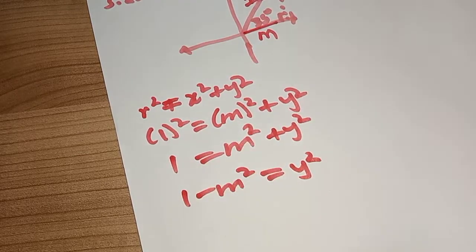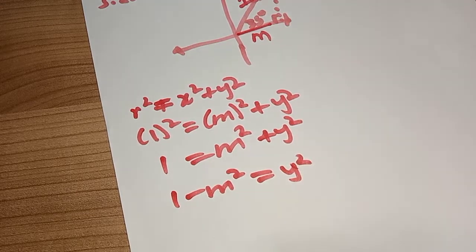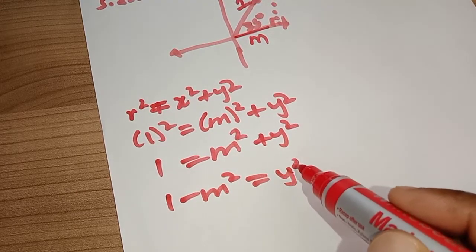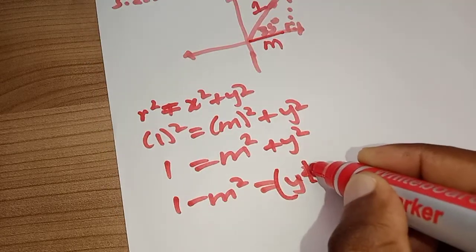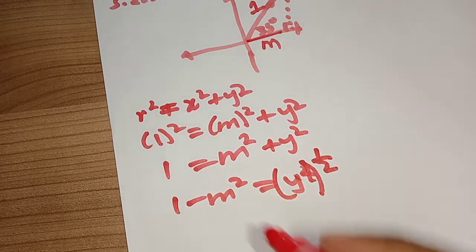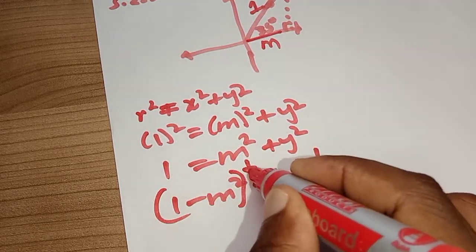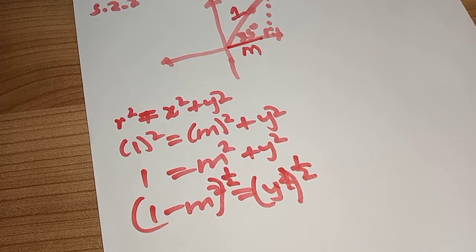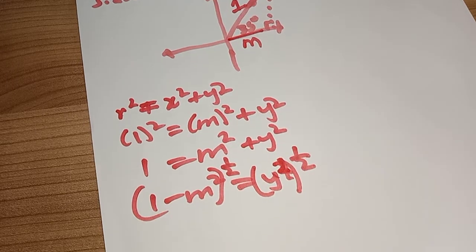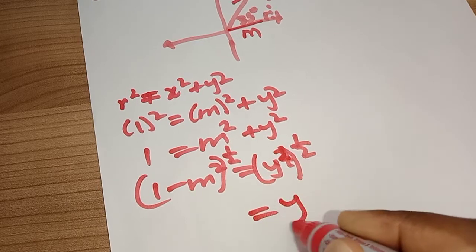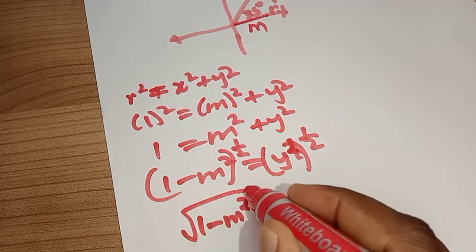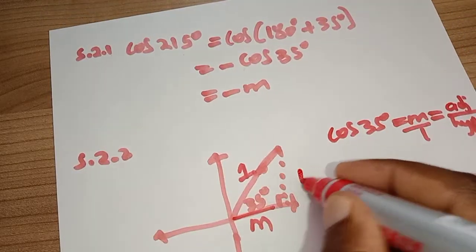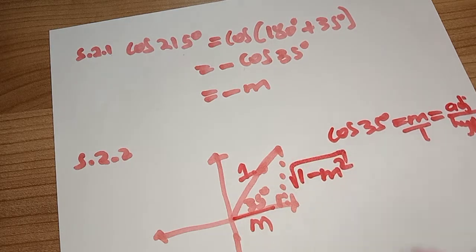We transpose this one to the other side. Algebraically, we want to deal with the exponent there, so we must introduce the reciprocal. Remember, the reciprocal of 2 is 1 over 2. We introduce 1 over 2 on both sides. Remember, a power of 1 over 2 is a square root, and a square root is plus or minus, but in this case it's just distance, so we don't worry. Then we have y equals the square root of 1 subtracting m squared.